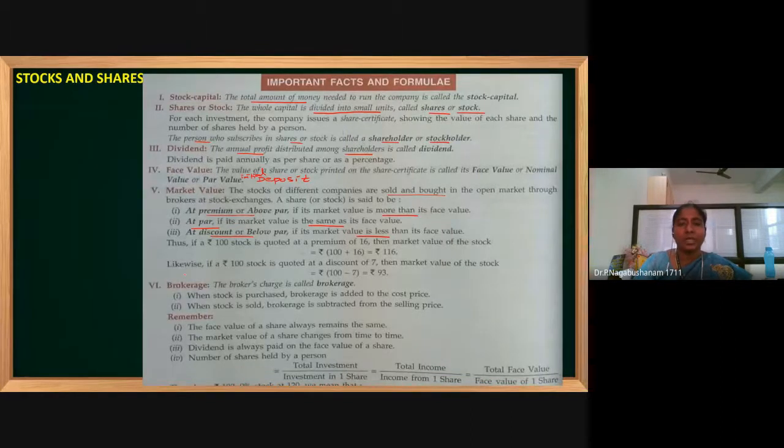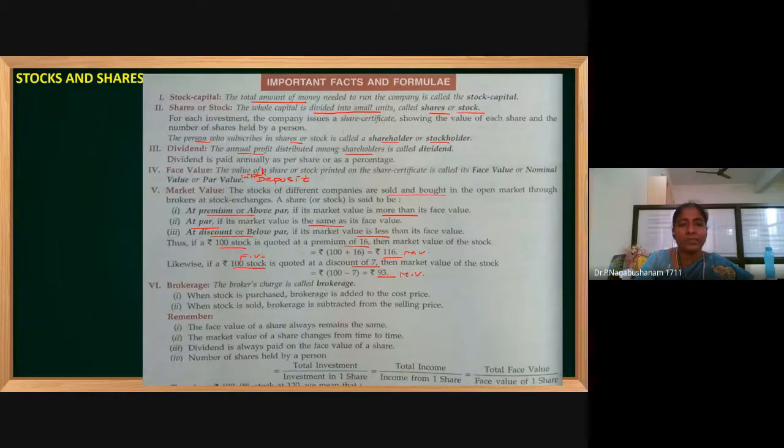Now I have told you 100 rupees is my initial deposit. Premium 16 means this is the market value. And initial amount 100 rupees, it is face value. If there is a discount of 7 rupees, then 93 is the market value.